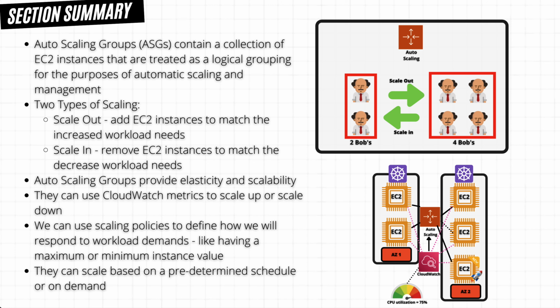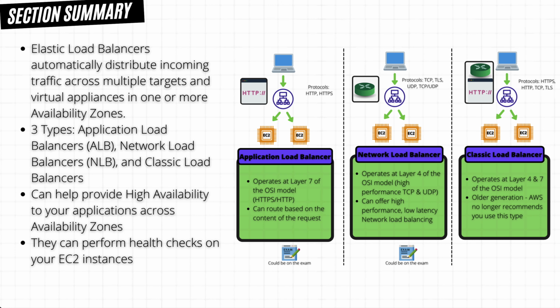And finally, don't forget about scheduled scaling, which is based on a time which we configured to work around the workload needs. Now, we also have the elastic load balancers, which are tools that we use to automatically distribute incoming traffic to multiple targets like EC2 instances, containers, and IP addresses. And we can do this across availability zones within a region.